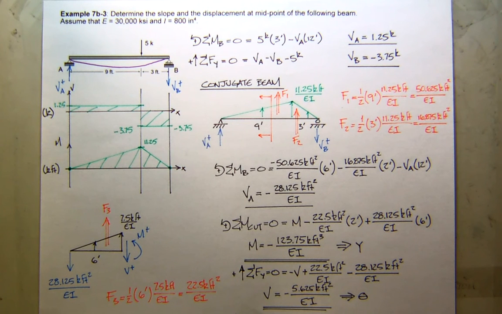I've run out of paper here to finish this off, but all you have to do is divide by EI, convert cubic feet to cubic inches, do the same thing here, convert square feet to square inches, and you get the numerical value. So any other questions about that?